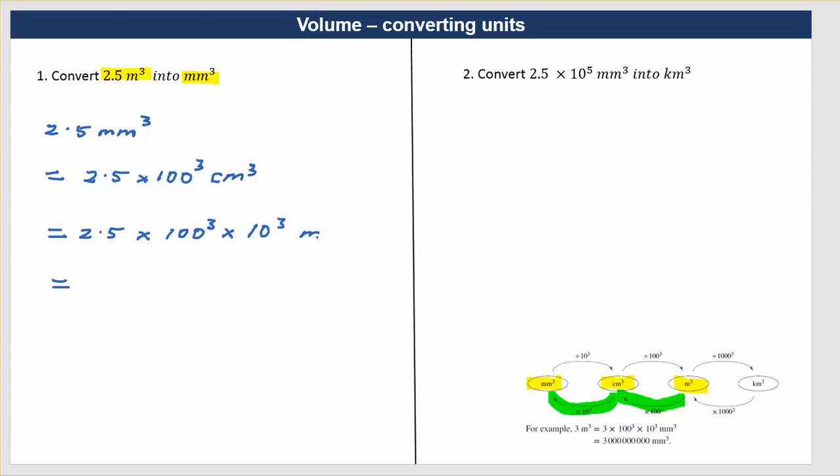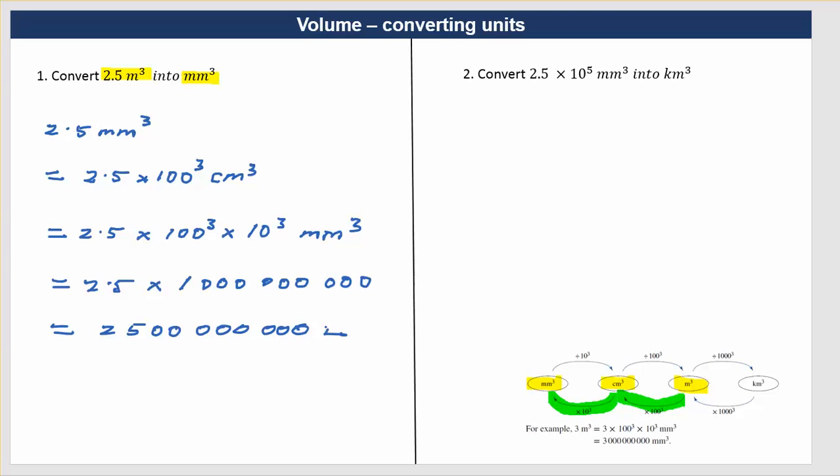I'm going to work it out in my head, but you can use your calculator. That's going to be 2.5 times, that's going to be 6 zeros, another 3 zeros, so effectively I'm multiplying by a billion, 1 followed by 9 zeros. So we'll end up with 2,500,000,000, and that'll be millimeters cubed. So with volumes, conversions from a large unit to a small unit, you're going to end up with a very large number. And let's put the units in.